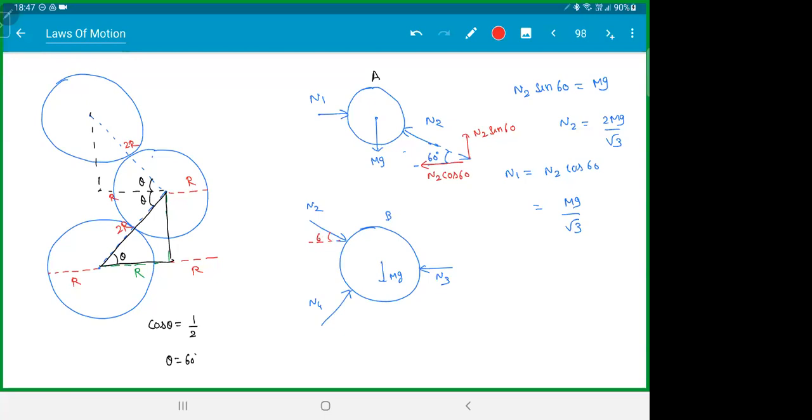If you look at these angles, this was 60. This was 60. So components will be N2 cos 60, N2 sin 60, N4 cos 60, N4 sin 60. So in the horizontal direction, N2 cos 60 plus N4 cos 60 is equal to N3, and N4 sin 60 is mg plus N2 sin 60. From here I can find N4 and N3.